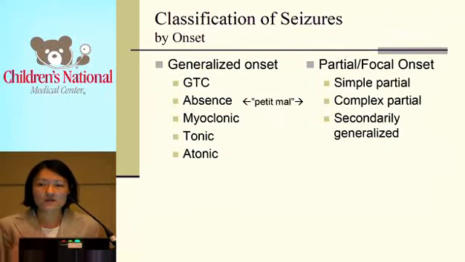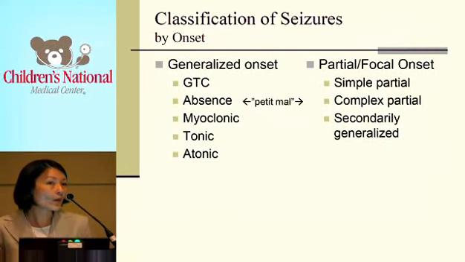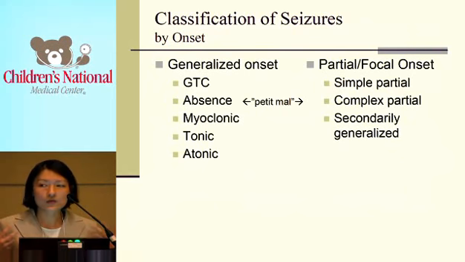We can ask about some features like, did they have an aura or a warning beforehand? Did they have eye deviation to one side or the other? Did they have any asymmetry of the body movement? Those may be clues that they actually had a partial onset.